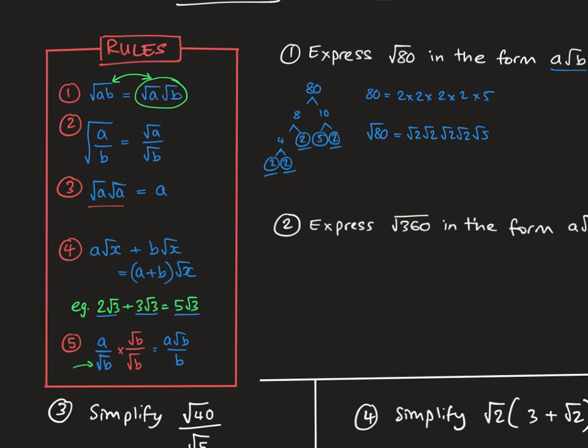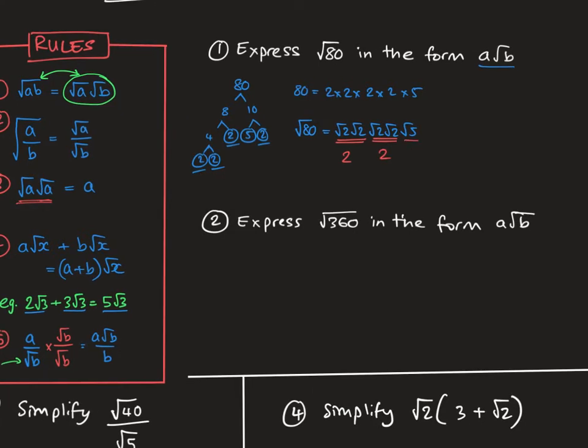Now, let's have a look at rule 3. Rule 3 says if you multiply any square root by itself, for example, if we have the square root of 2 times the square root of 2, what that actually gives us is 2. And again, we have another root 2 times root 2, and that gives us 2 as well. Sadly, this 5 is on its own, so we've just got this.